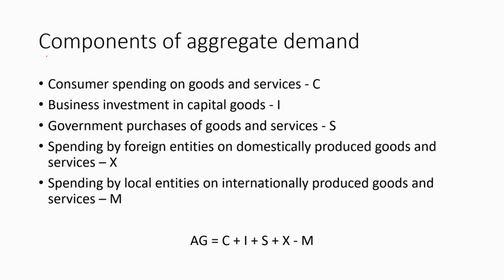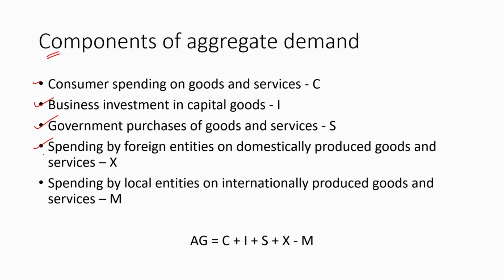Now let's talk about the components of aggregate demand. These are the components we can use to calculate the aggregate demand in an economy. Consumer spending on goods and services. This is denoted by letter C. Business investment in capital goods. This is denoted by letter I. Government purchases of goods and services. This is also the government spending. This is denoted by letter S.